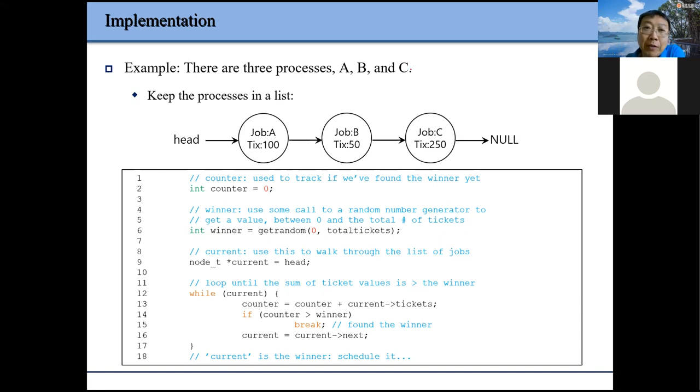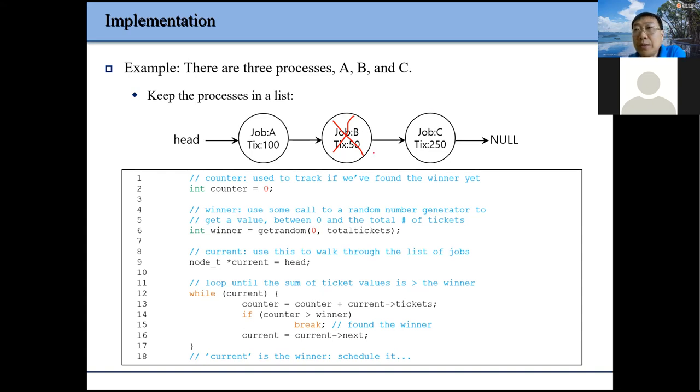For example, suppose I want to remove job B. So I just pick up this one, then I remove this. Then I will reduce the total ticket number. So basically I get the total ticket. Okay, for example, in this case, total ticket number is 400. So I remove 50, so it becomes 350.